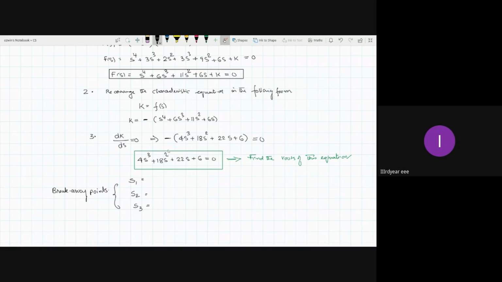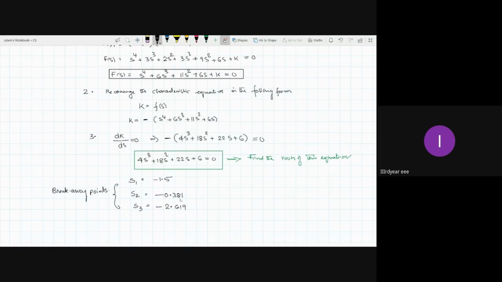So what values will you get? You'll get the values as minus 1.5, minus 0.381, minus 2.619. So these are the three roots. Observe that all three roots are real, negative real. Now you have got three roots.